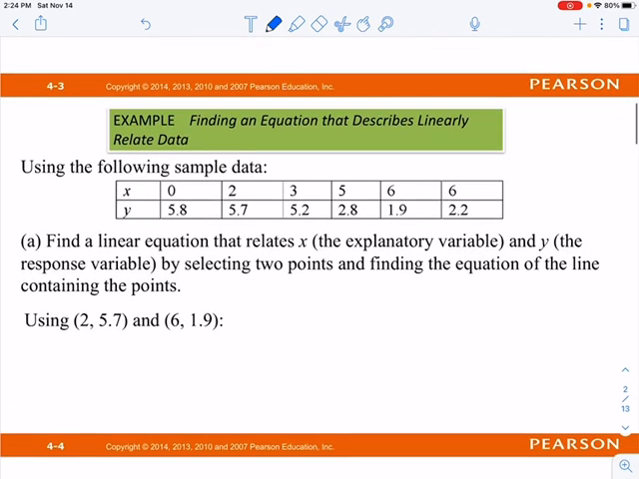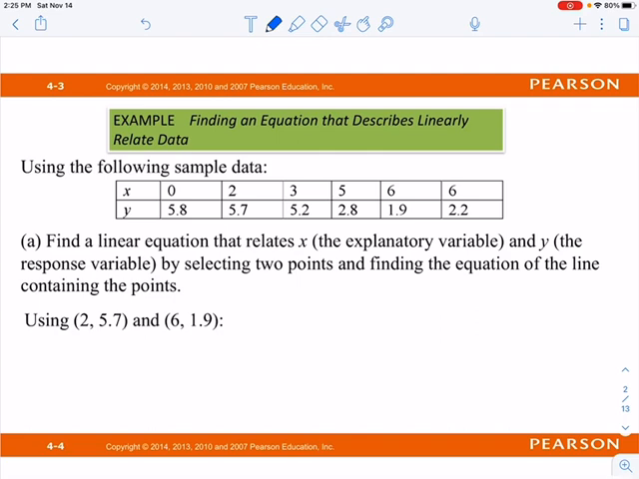Okay, so before we get into a regression line, we're just going to talk about a regular old line in terms of how you did in the algebra. So using the following sample data, find a linear equation that relates x, the explanatory variable, and y, the response variable, by selecting 2 points and finding the equation containing those points. So just FYI, if you were to plot all those points, they are not going to lie on a perfect straight line. Okay, so it is a scatter plot here.